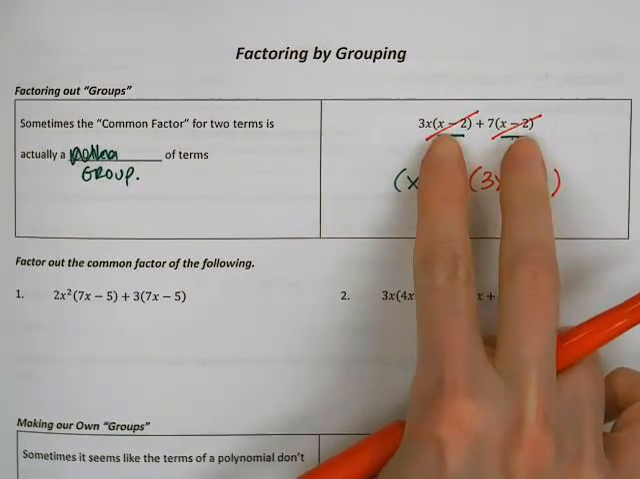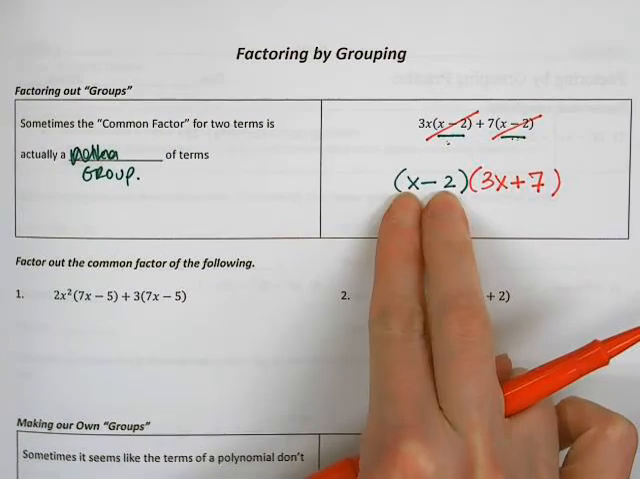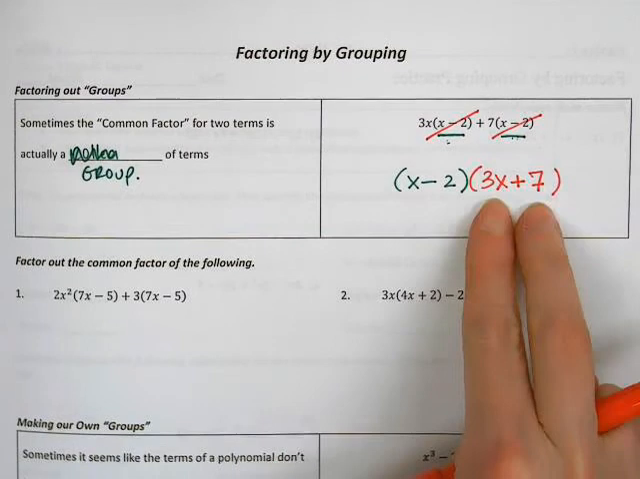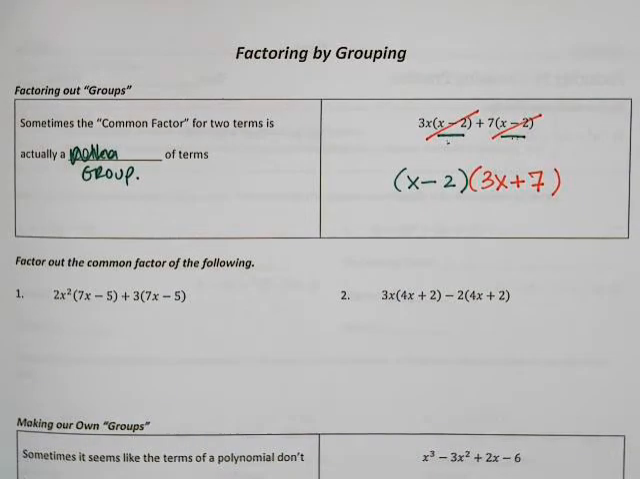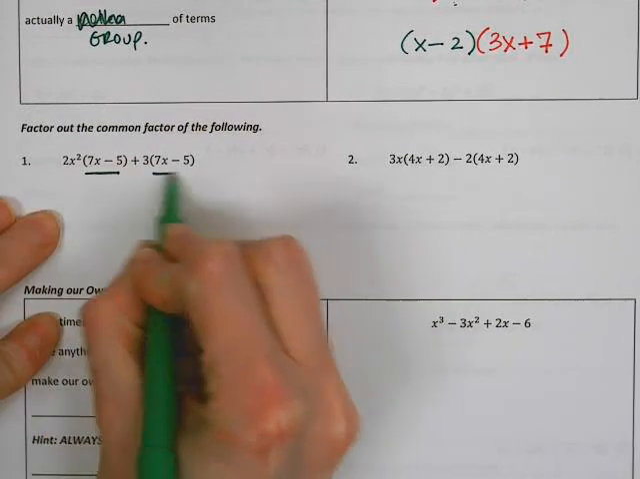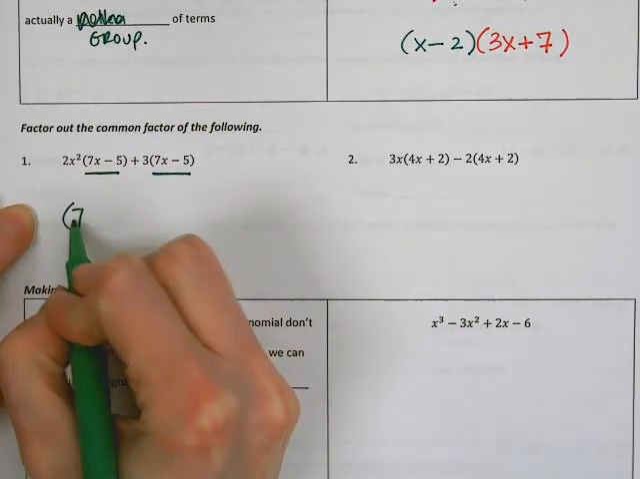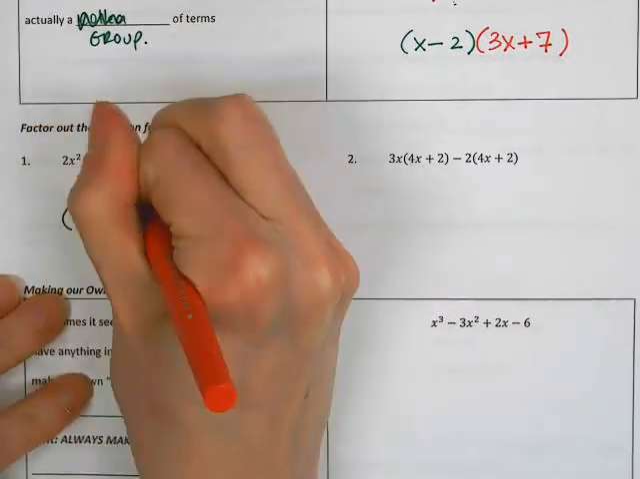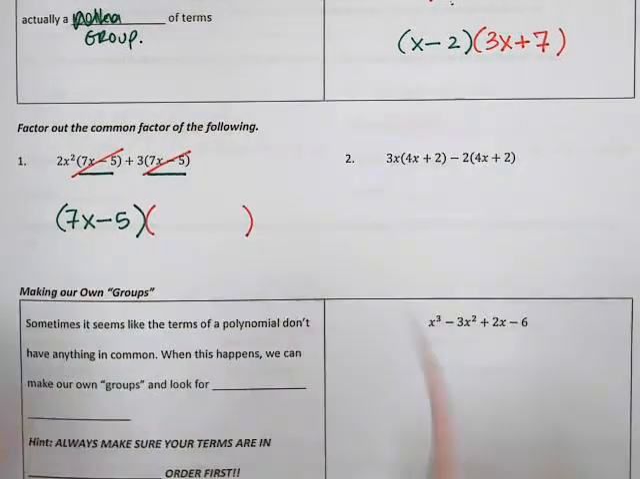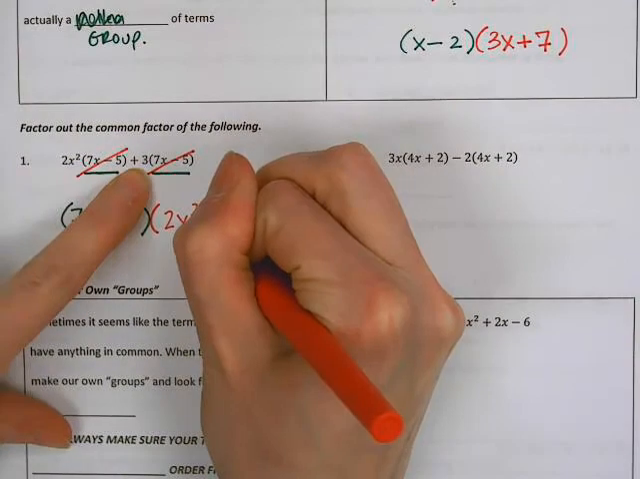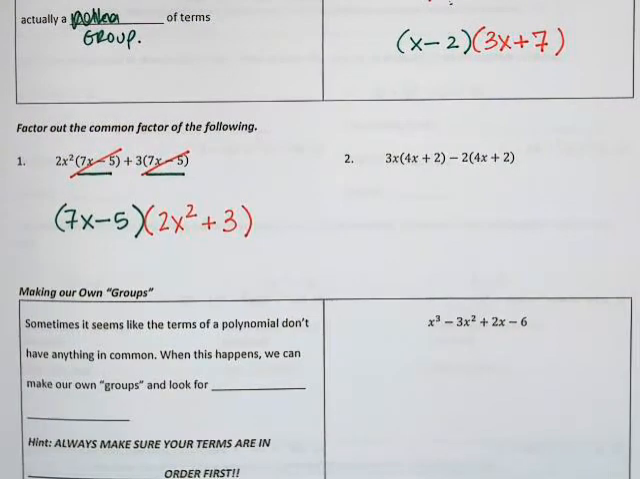The common factor is actually going to be a grouping, and then when you pull it out, the leftover stuff goes in the other parenthesis. That's what's left over. Let's try a couple of those because it's kind of a new thing. So number 1, see how they both have a 7x minus 5? We're going to take that out. And when we divide it out, what remains? The 2x squared plus the 3. And that's your answer.